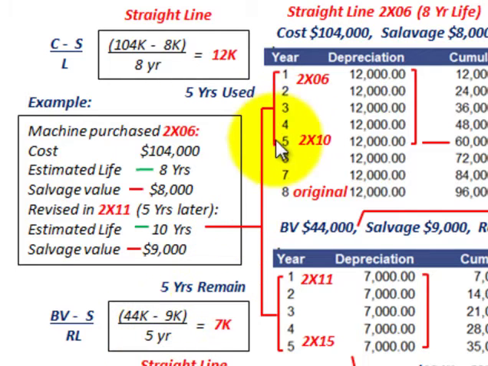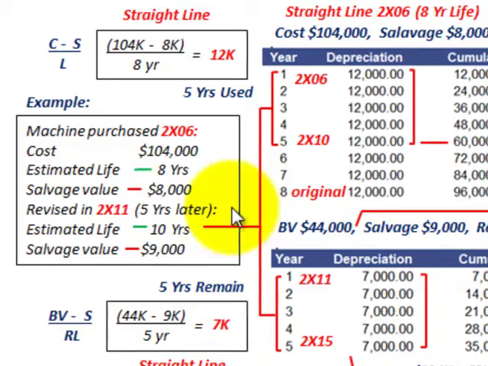So we used up the first 5 years, and we have to account for the next five of those 10 years, so we have 5 years remaining in life. So our straight line depreciation here is $44,000, the book value, the carrying value after 5 years, minus the new salvage value of $9,000 divided by the remaining life, 5 years, gives us $7,000 per year depreciation on a straight line basis.